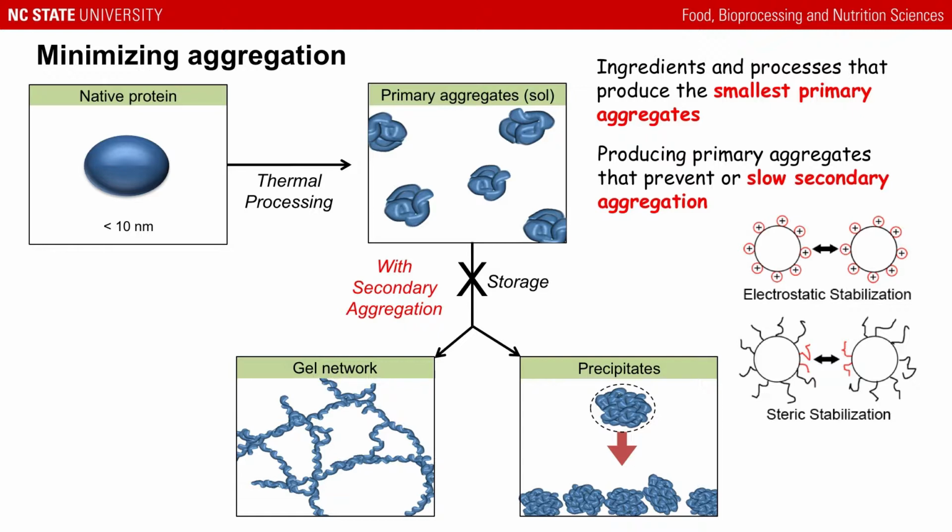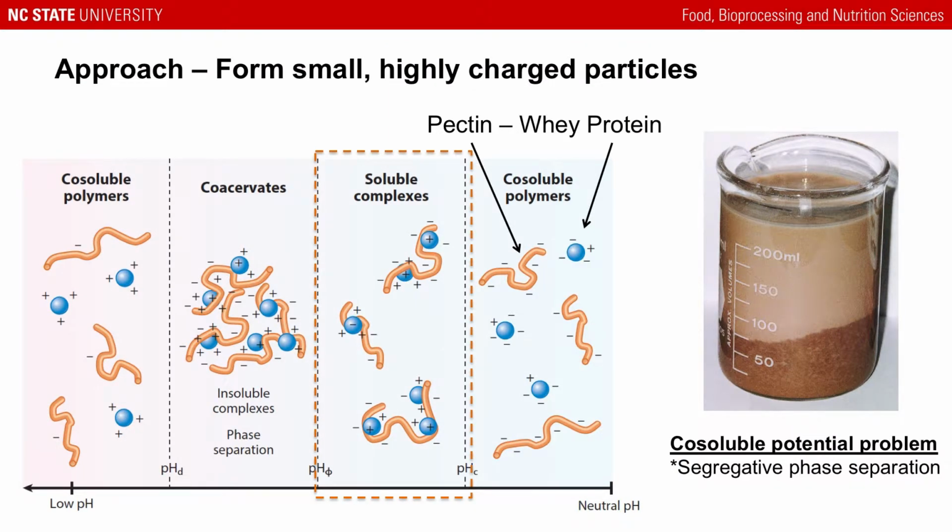So if we want to minimize this, we try and make these as small as possible, and then once they're made, we try and prevent them from secondary aggregation with electrostatic or steric stabilization. With both of these forms of stabilization, when two particles get close together, there are forces that push them apart. So that's kind of the goal: minimize secondary aggregation.